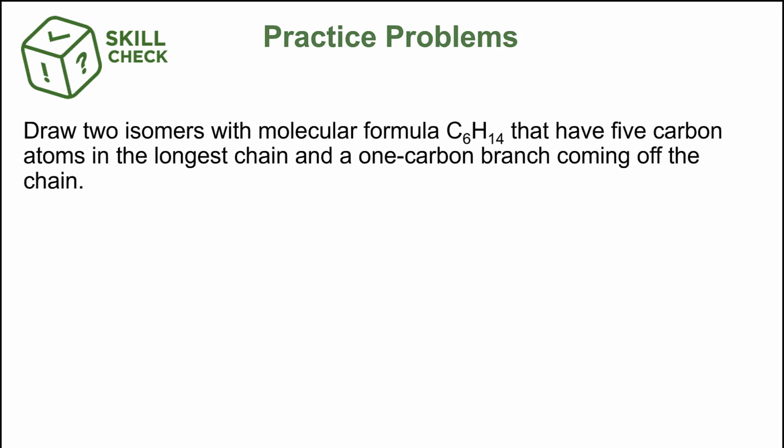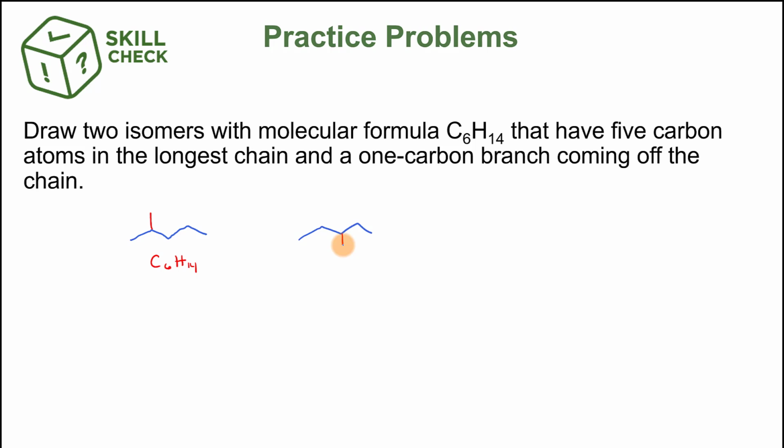For this practice problem, we can draw 2 isomers with the molecular formula C6H14 that have 5 carbon atoms in the longest chain and 1 carbon branch coming off of the chain. So C6H14, 1, 2, 3, 4, 5. And I can put a branch coming off of the second one. So if I add up, I'm going to make sure I have 6 carbons. So 5, 6. H is 3, 6, 9, 10, 11, 12, 13, 14. Okay, so we wanted another one with 5 carbon chain and a branch coming off of there. So that's the CH3. So those are 2 different isomers.